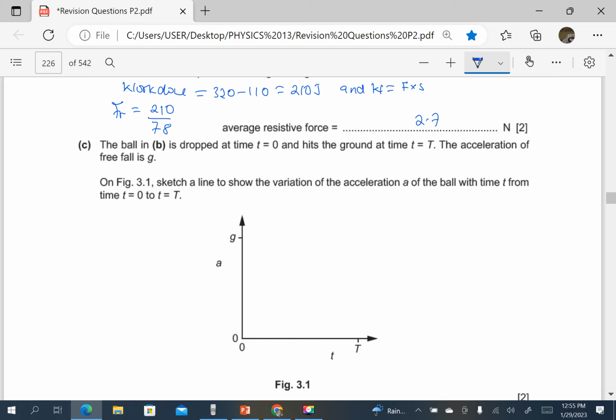The ball is dropped at time t equals 0 and hits the ground at time t equals capital T. The acceleration of free fall is g. So before it is dropped, the initial acceleration is g. But as it falls, because the air resistance increases in the opposite direction, the acceleration is going to decrease. But the speed is increasing.